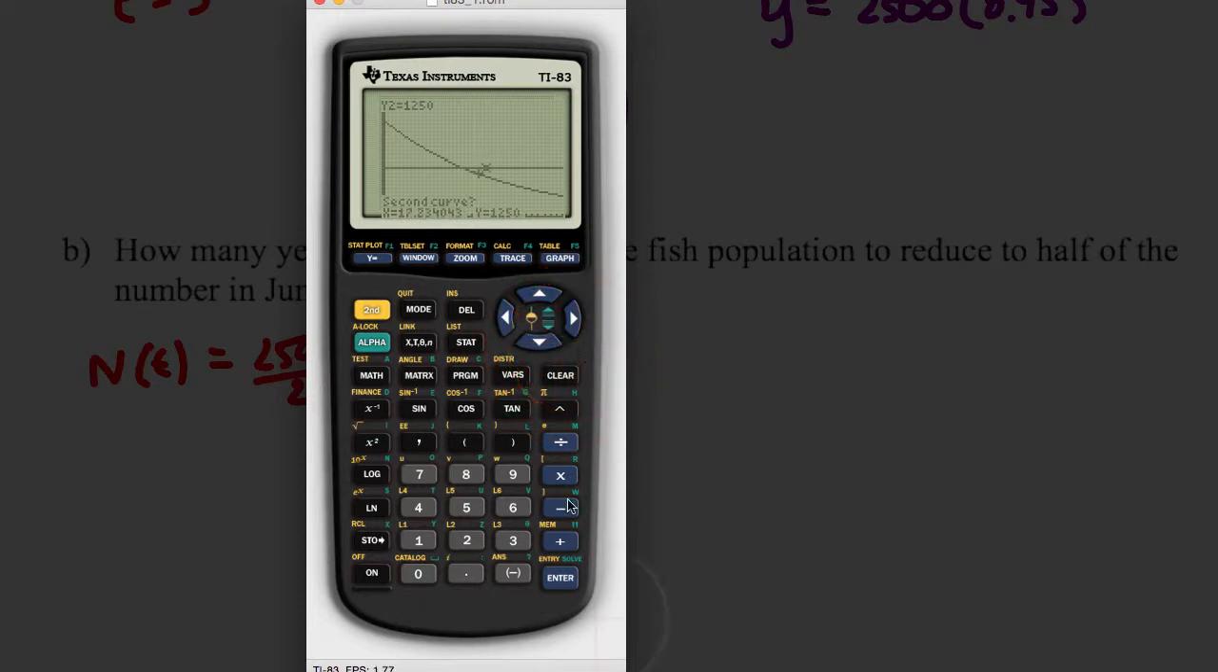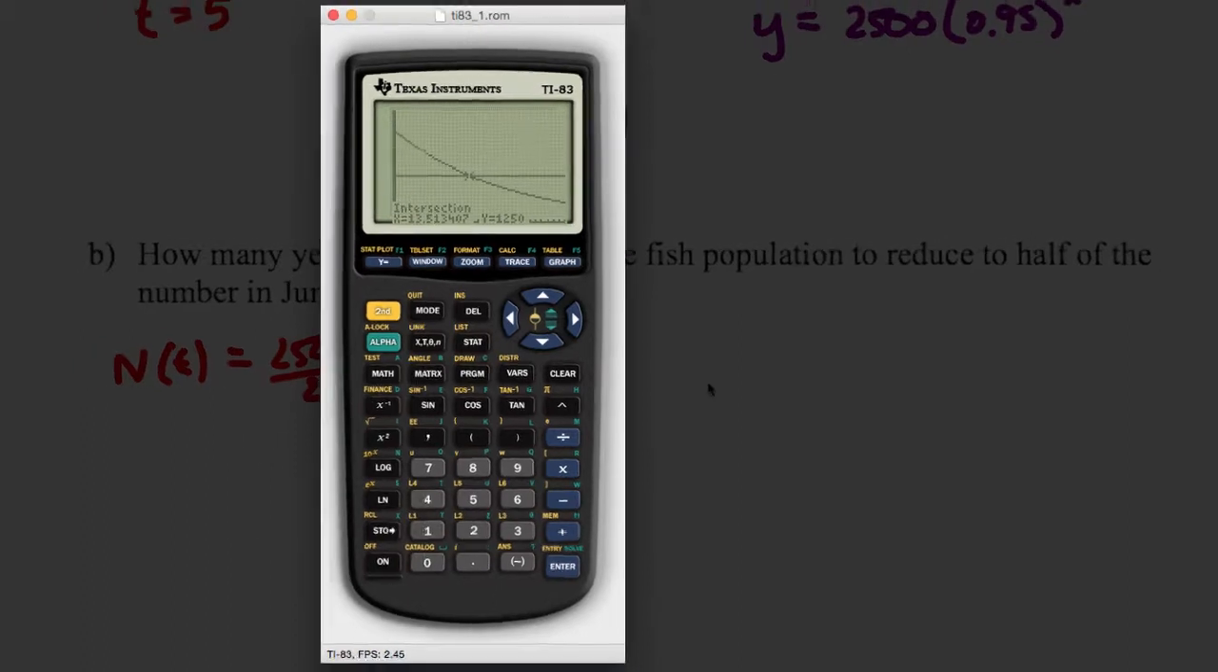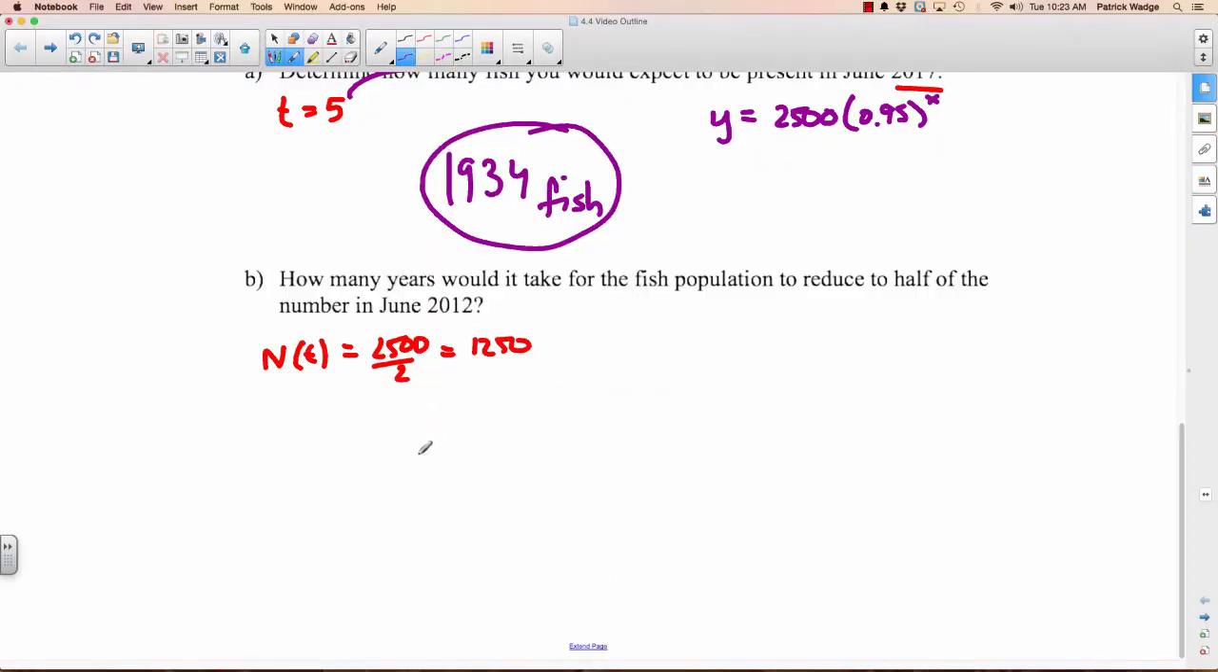If I move it a little bit, it's definitely on the line, so I'll hit enter, and then it says guess, so I'll move it over to about the best spot I can get, which is about there, and I hit enter one last time, and it will tell me that y is equal to 1,250 when x is 13.5. So after 13.5 years, the population will have reduced in half. Again, in the book it might ask you to put to the nearest year, so 14 years.